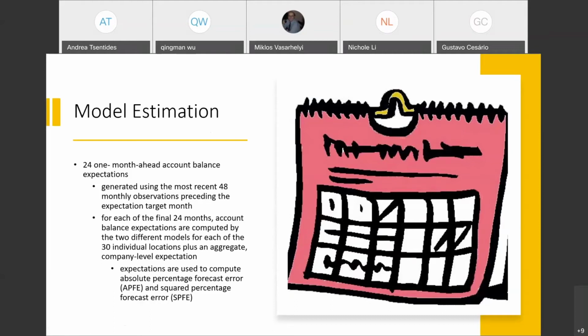And for each of the final 24 months, the account balance expectations were computed by the 2 different models for each of the 30 individual locations that we talked about before, plus an aggregate company-level expectation. Once those were calculated, they were used to compute the absolute percentage forecast error and the squared percentage forecast error. Basically, they used the model to see what the expectations of the balances they're testing should be, and then compared them to what the balances actually were, and calculated the errors to see how good their models were at predicting those balances.